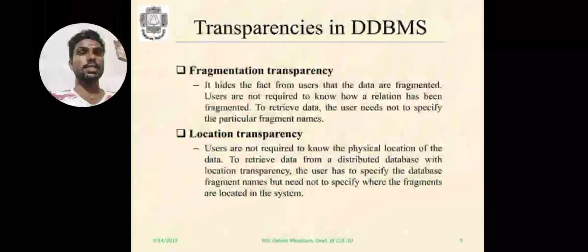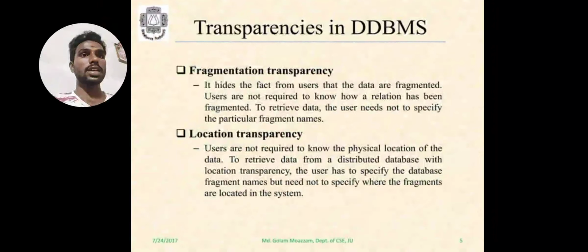Fragmentation transparency hides from the users the fact that the data are fragmented. Users are not required to know how a relation has been fragmented to retrieve data. The user need not specify the particular fragment names.